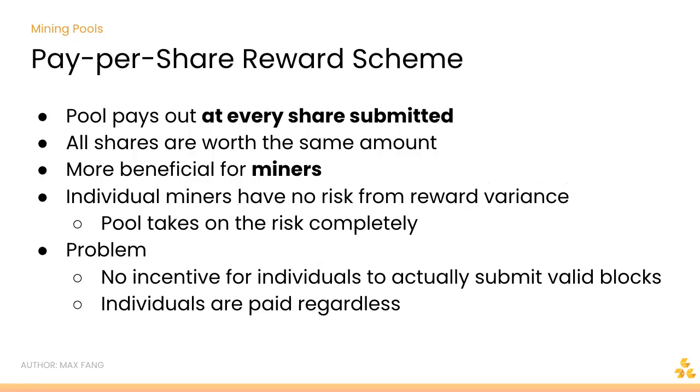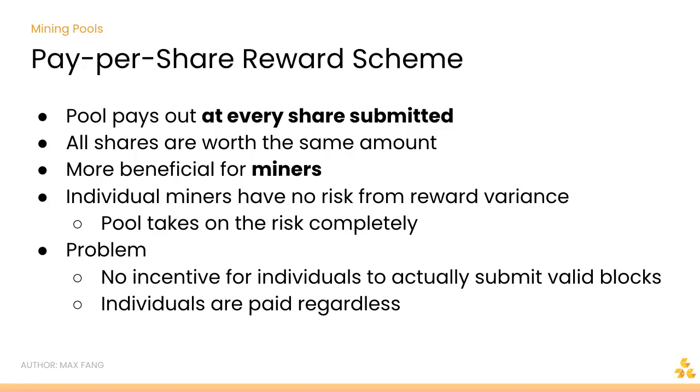The first one we're going to be talking about is pay per share. This is where the pool pays out at every single share submitted. So if I'm a miner and I submit one of the shares, I get paid immediately rather than after a valid block is found. All shares are worth the same amount, and it's more beneficial to miners because individual miners have no risk from reward variance, and the pool takes on the risk completely. So they have to pay no matter if they find the valid block in this specific block on the blockchain or not. And the problem with this is that there's no incentive for individuals to actually submit valid blocks.